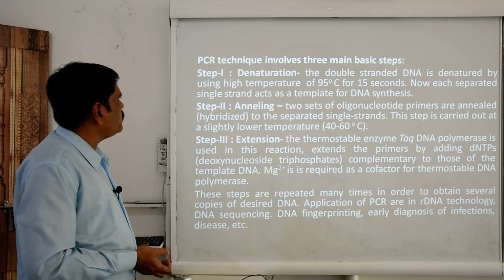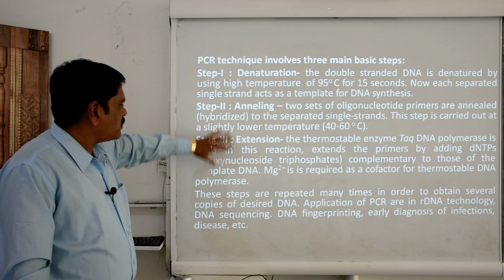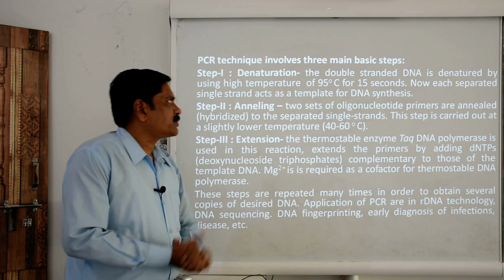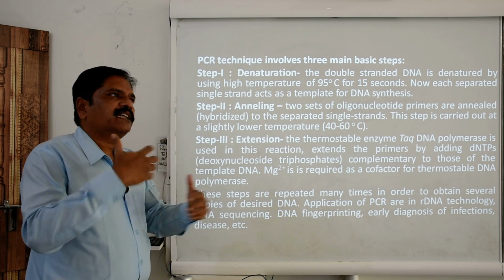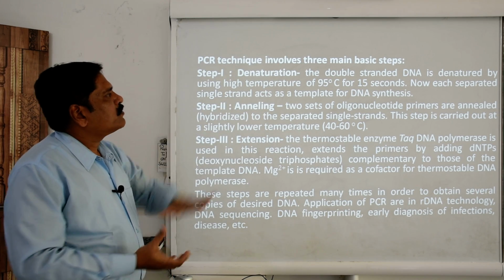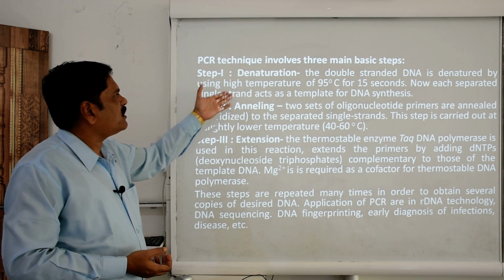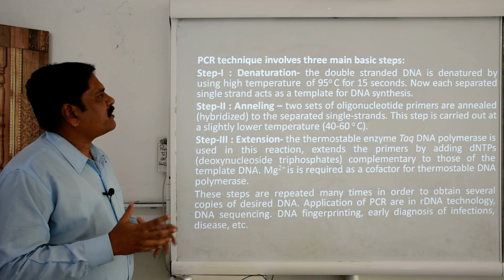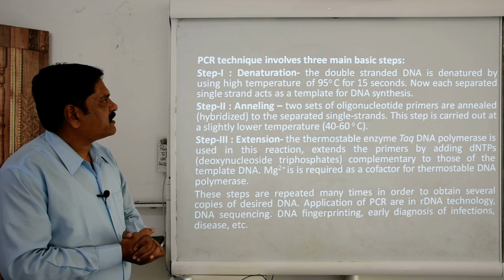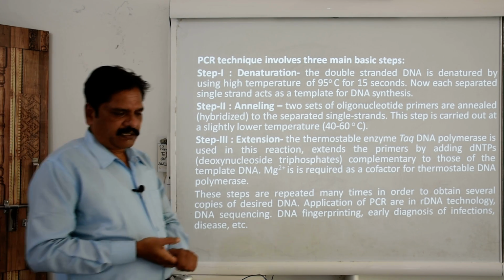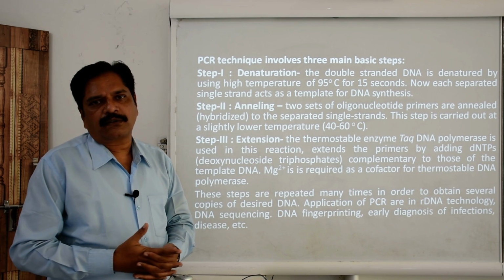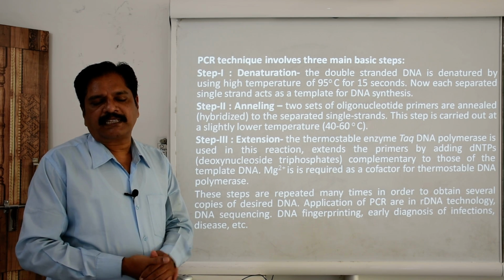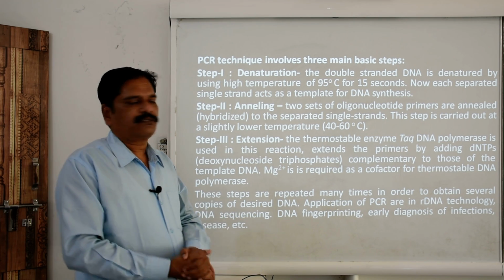Clear? So what is this PCR technique? We can learn it with the help of these three basic steps. What is the first one? That is denaturation. You know that the denaturing of anything is called denaturation. The double stranded DNA is denatured by using a high temperature of 95 degrees Celsius for 15 seconds. Now each separated single strand acts as a template for DNA synthesis. As you know, this nucleic material is also protein, and when we heat them above 80 degrees Celsius, they lose their bonding and get separated. So this is the denaturing.